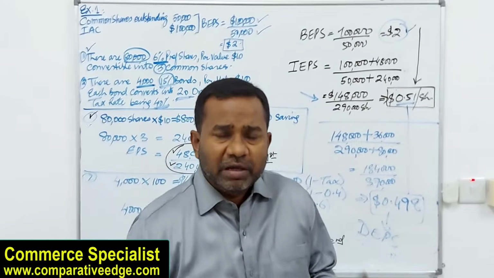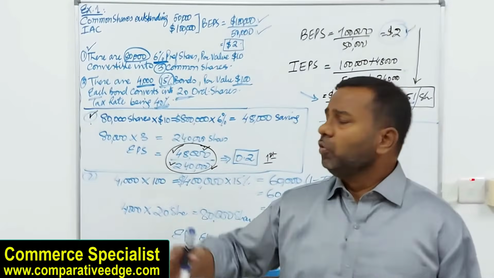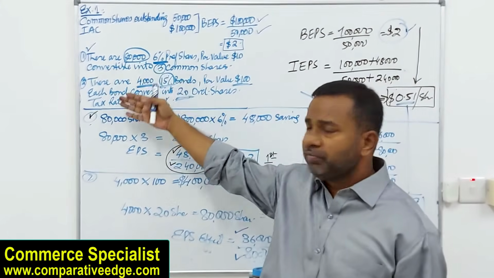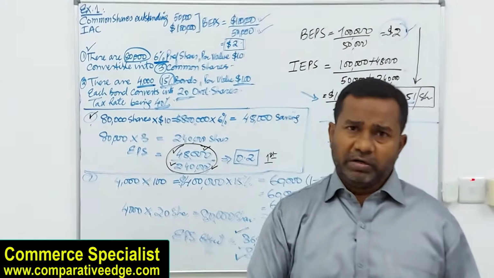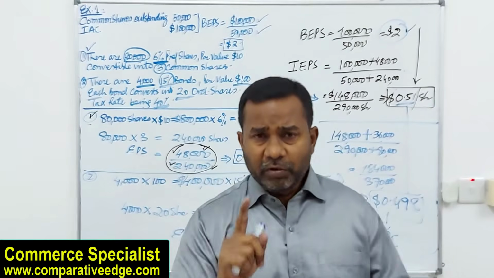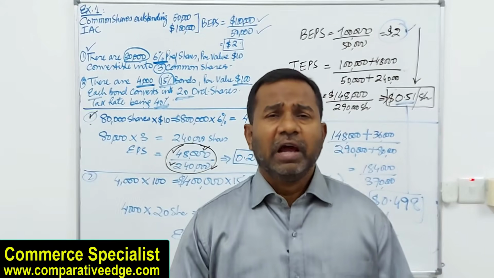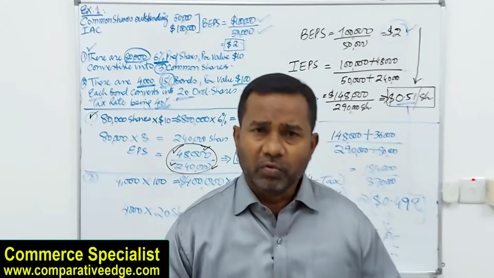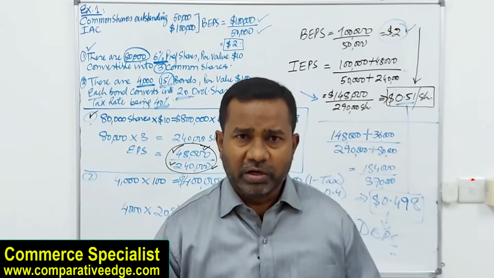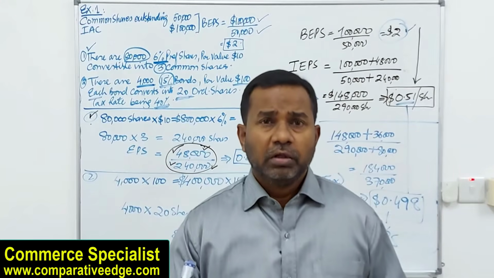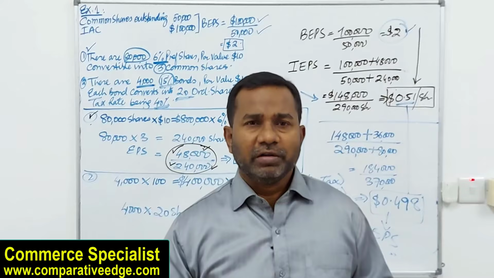So guys, this example was when you already have a basic earning per share, and if you have preference shares and bonds potentially converted. Please remember one thing. Even though the question says that the preference shares are not yet converted, the bonds are not yet converted, what we do is we follow prudence. Prudence is, what if they are converted?